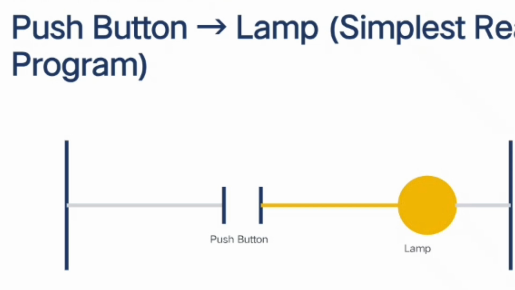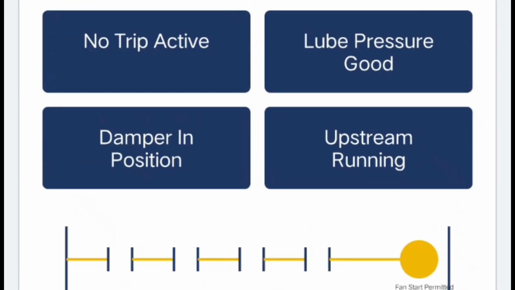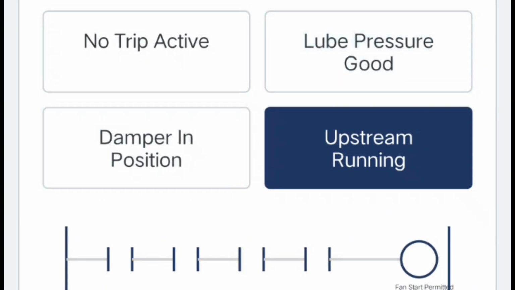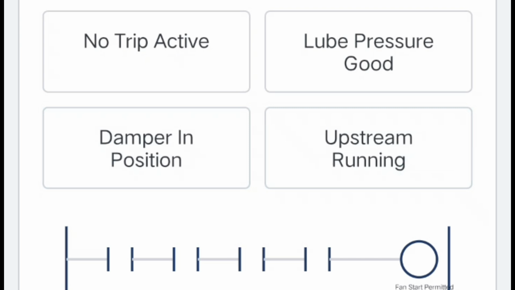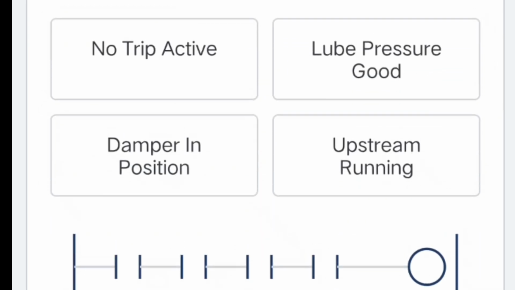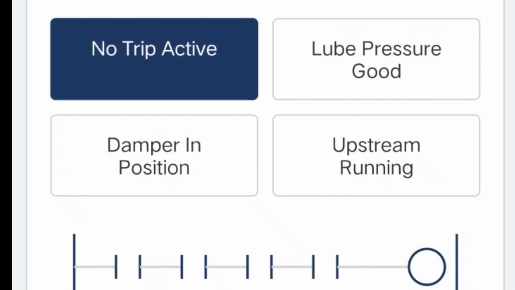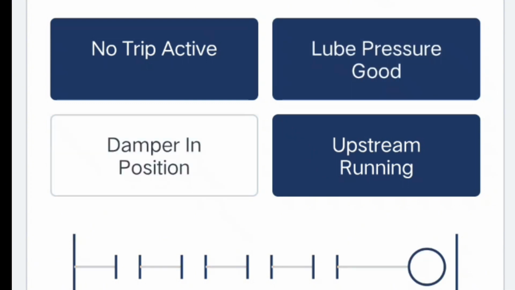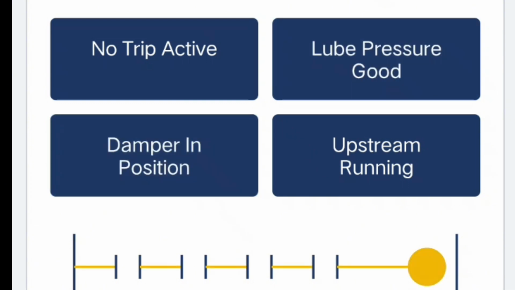Now scale this idea up. On a real plant, say, a kiln ID fan, you don't just have one push button. You have dozens of conditions that all need to be true before that fan is allowed to start. No trip active, lubrication pressure good, damper in position, upstream equipment running. Every one of those conditions is just another contact, in series or in parallel, on the way to one coil, fan start permitted. Once you can read a single rung, you can read the entire permissive chain for a piece of critical equipment, because it's built from the exact same building blocks.